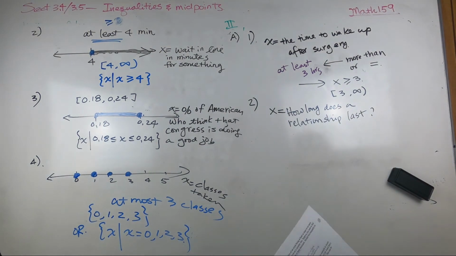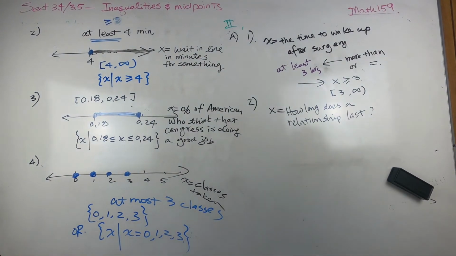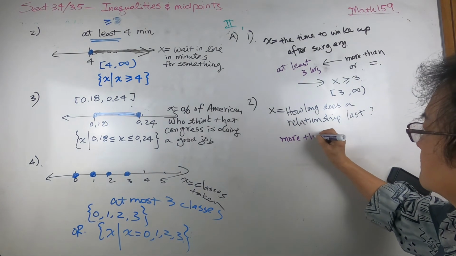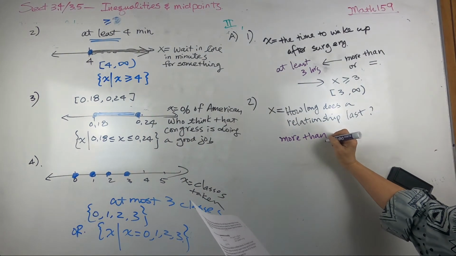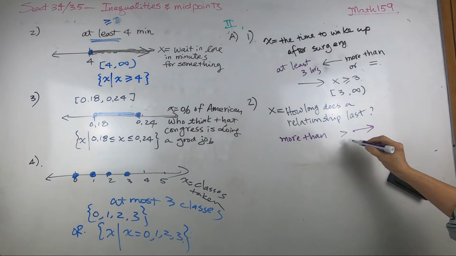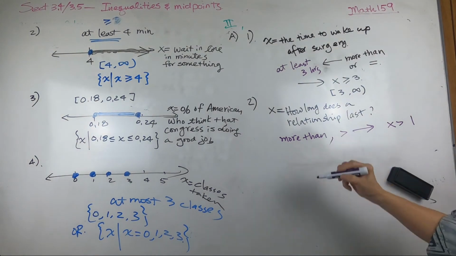What kind of chance it happens? 2 hours, 3 hours? Oh, not 2 hours, 3 hours. A week or 2, right? Or 8 weeks. More than a week. So you have what? More than a week. More than is what? Greater than, right? So more than a week is what? X bigger than 1, right?